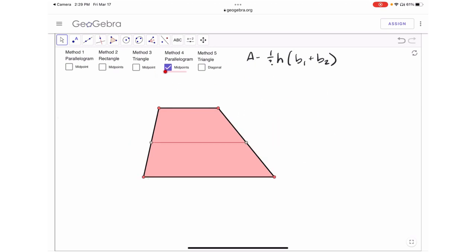Unwind that one. Here's a different way of making a parallelogram. I'm connecting midpoint to midpoint across that whole mid segment and flipping that half upside down. Here's how that area formula works.